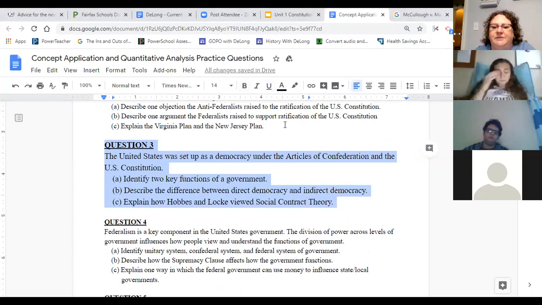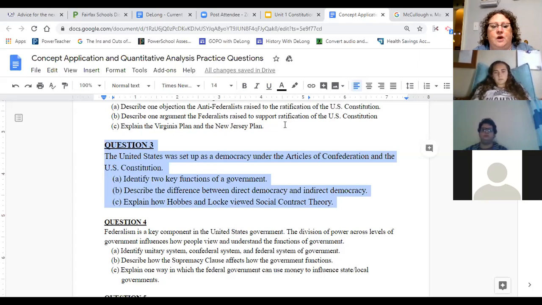The United States was set up as a democracy under the Articles of Confederation and the United States Constitution. Okay. So think about it. It's going to be a 3-point question, right? Identify 2 key functions of a government. Describe the difference between a direct democracy and an indirect democracy. Explain how Hobbes and Locke viewed social contract theory. I do not think this would be your question, but this gives us an idea to practice some of the concepts we've been talking about.